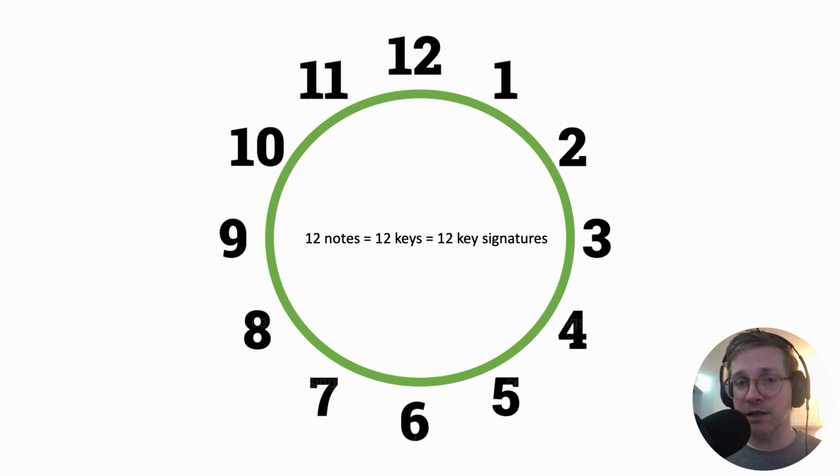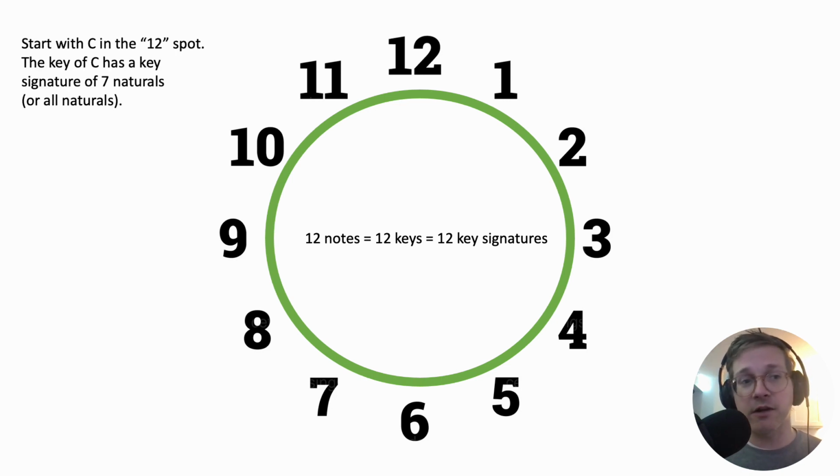Okay, so if you think about, again, that clock face, 12 notes, 12 positions. We're going to start with C, and we're going to put it in the 12th spot. And the reason we start with C is because C is 7 naturals. Now, most people think of C as being all naturals, which is also fine. It's the same thing, six of one, half a dozen of the other, right? But I like to think of it as 7 naturals because when we get to other keys that have all sharps or all flats, it'll make a little bit more sense.